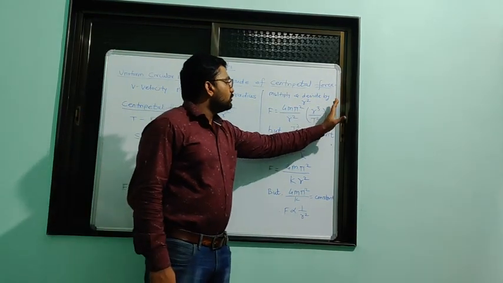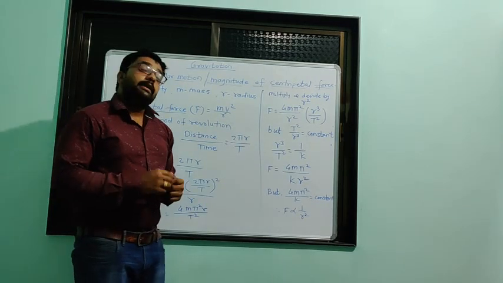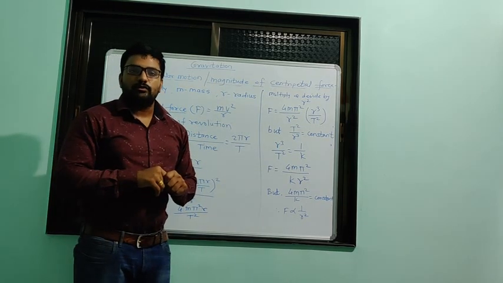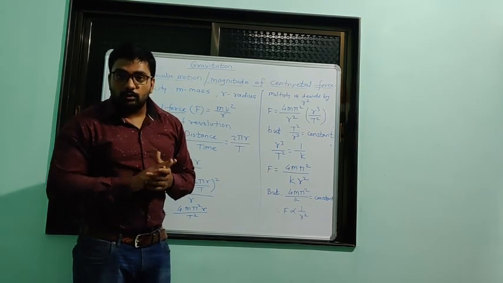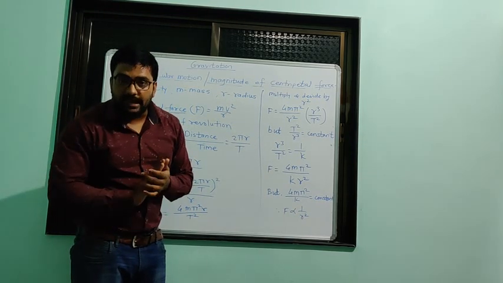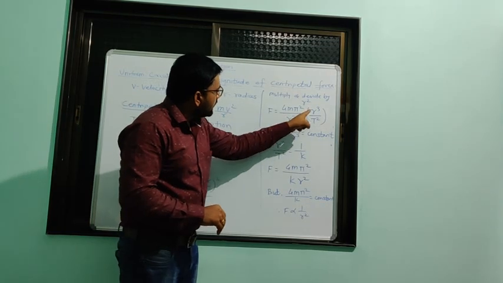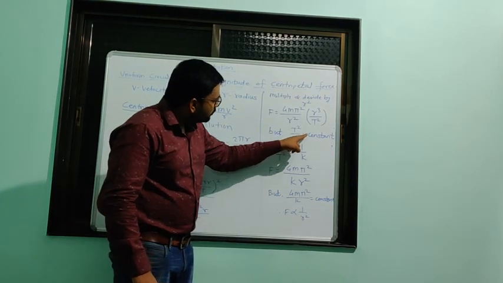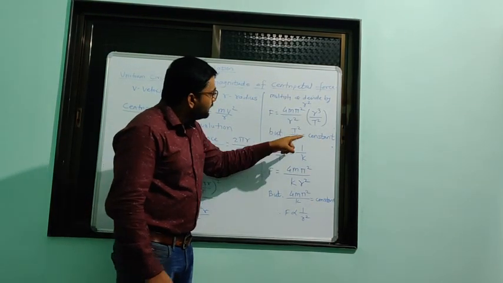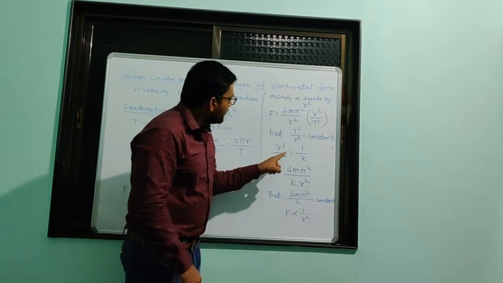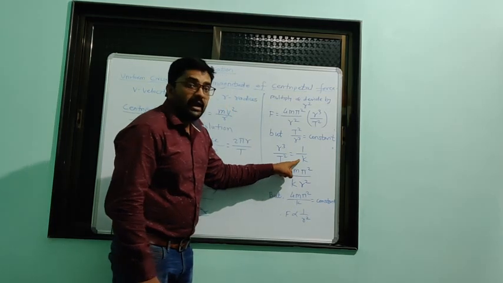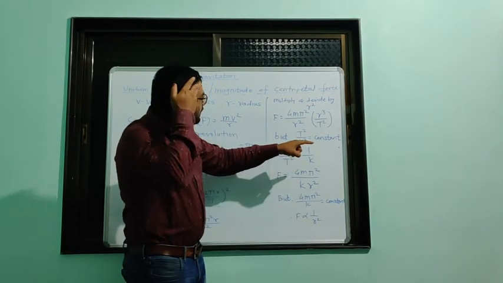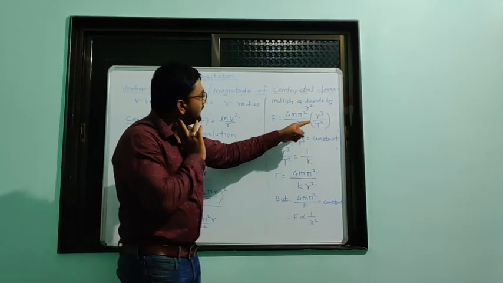So we take this r cube by t square separately, because in Kepler's third law we already studied that t square is directly proportional to r cube. So t square by r cube is equal to a constant, and we call it capital K. But here we have r cube by t square. In Kepler's third law, t square by r cube is equal to a constant, so this is the inverse ratio actually. So r cube by t square will be equal to 1 by k. That equation we have to put here. Because r cube divided by t square is equal to 1 by k.